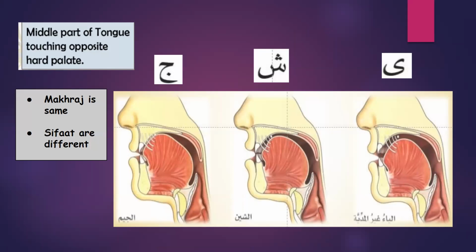This is a non-tip letter again. So what happens is that you raise the middle part of the tongue towards the hard palate, but the letter jim will be the only letter which touches the palate. The letters sheen and ya come close to the palate, but the tongue does not get into contact with the palate, meaning it doesn't touch it. So you can see the makhraj for all three letters is the same. They come from the same place, but they are different in their sifat, meaning they have different characteristics.